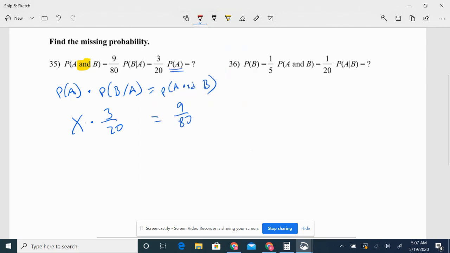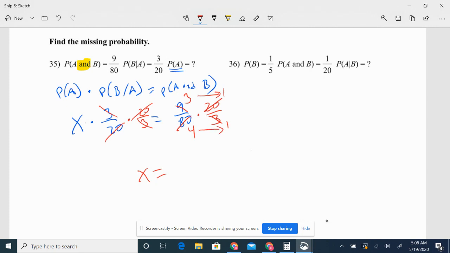The way I'm going to get the X by itself, I'm going to multiply both sides by 20 over 3. That way these 20s cancel out, these 3's cancel out, so I get X by itself. On the right side, the 3 and the 9, they become 3 and 1. I divided each by 3. The 20 and the 80, let me divide each by 20, so they become 1 over 4. When I multiply straight, I get 3 over 4. So I expect you guys to just type 3 over 4.